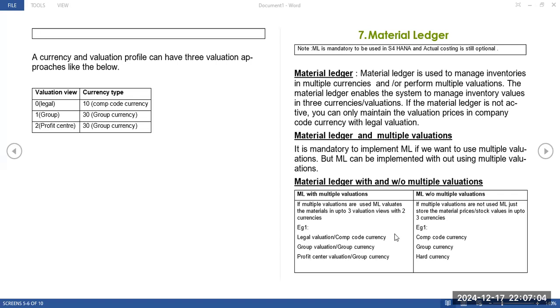Usually we take the same route like this one: legal plus company code currency, group and profit center valuation have group currencies, which is the controlling area currency necessarily because controlling area drives profit center valuation. And material ledger without multiple valuations: if multiple valuations are not used, material ledger just stores the material prices values in up to 3 currencies: company code currency, group currency, and hard currency.